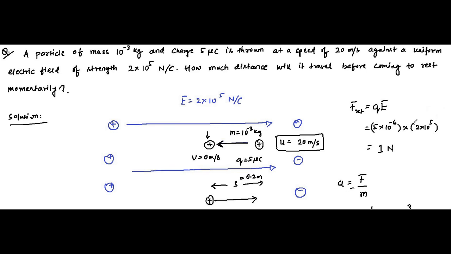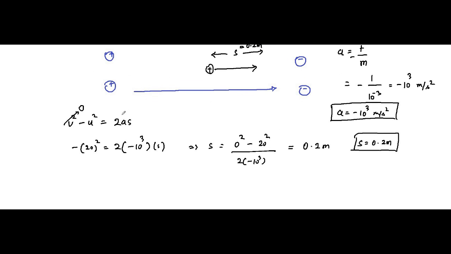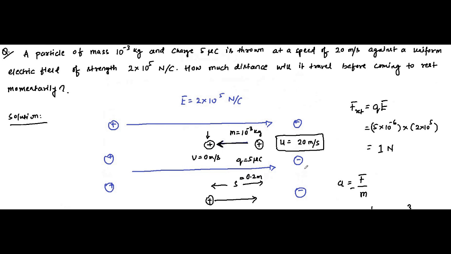So again it involved basic concepts of electric charge, electric field, and the equation of kinematics: square of final velocity minus square of initial velocity equals 2as, with acceleration and distance covered. So we use that to get the result.